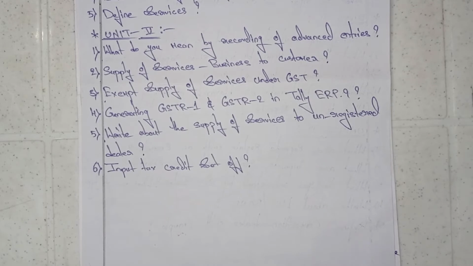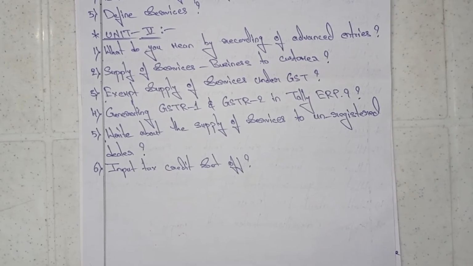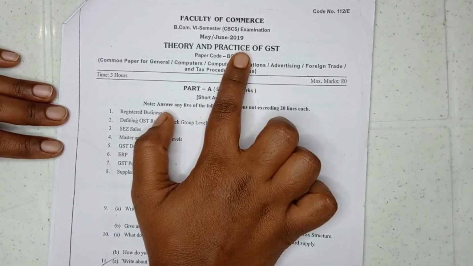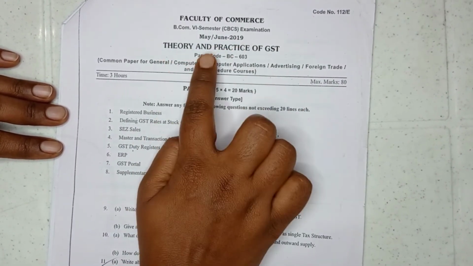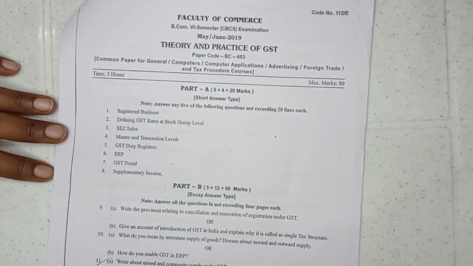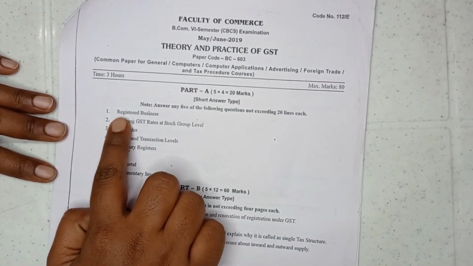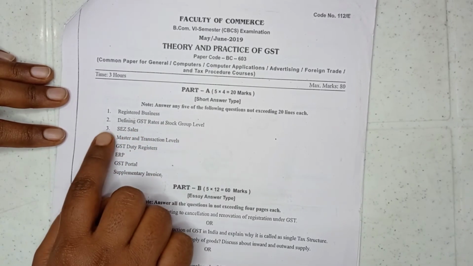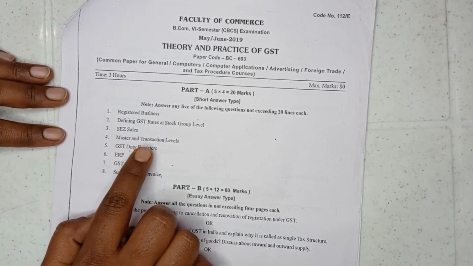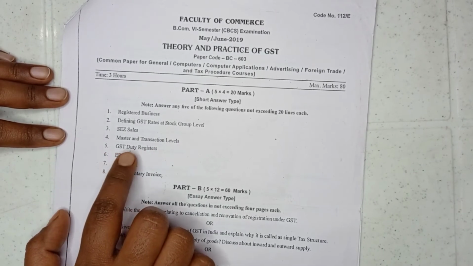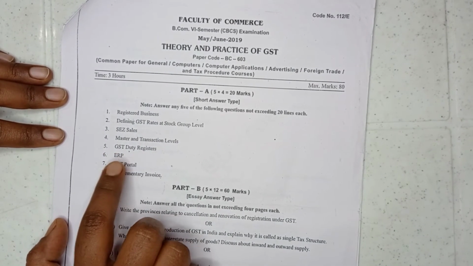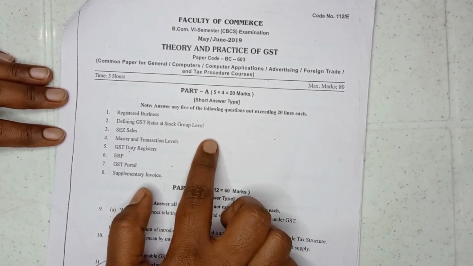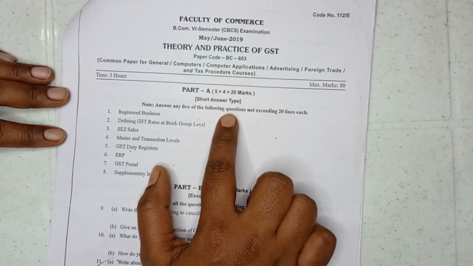Now I am going to explain you previous year question paper as well. This is the previous year question paper of May-June 2019, theory and practice of GST. What they asked in short means: first question registered business, second defining GST rates at stock group level, third cess sales, fourth master and transaction levels, fifth GST duty registers, sixth ERP, seventh GST portal, eighth one is supplementary invoice. These are some of the questions which have been asked in short.